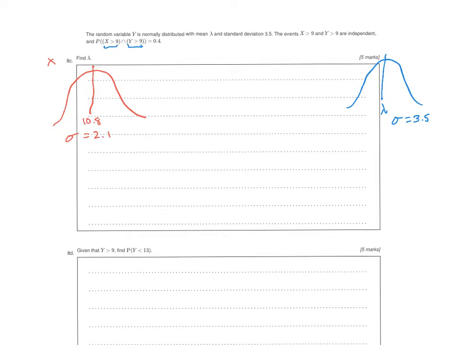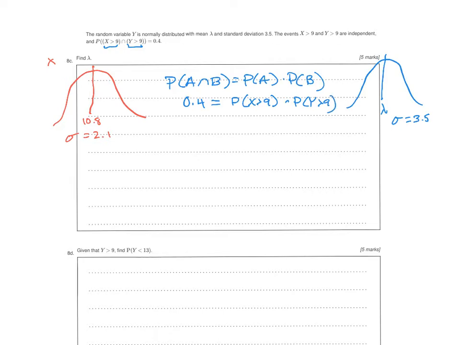So I'm pulling it up just to make sure I write it exactly as it's written in your formula sheet. It says probability of A intersect B equals the probability of A times the probability of B. So we know that the probability of the intersection here is 0.4, and that means that that's the probability of x being greater than 9 times the probability of y being greater than 9.